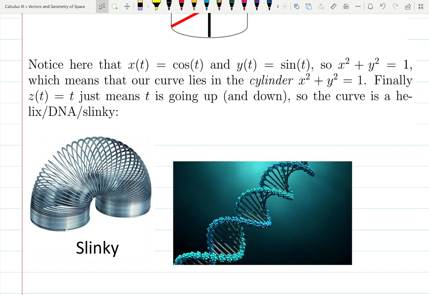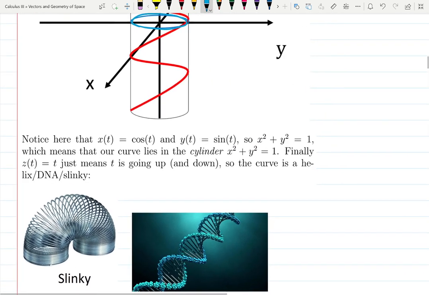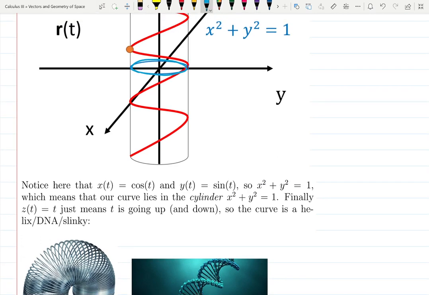So x squared plus y squared equals 1, which means that our curve lies on a cylinder. I can see a circle from it more than a cylinder. Finally, z is t, which means t is going up and down. So the curve is a helix or DNA or slinky. Isn't it pretty cool? This is one of my favorite examples. And again, imagine this vector and it keeps going, keeps going.